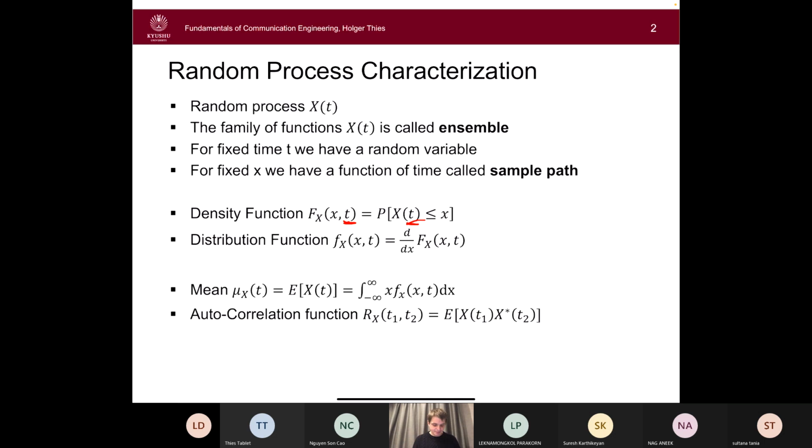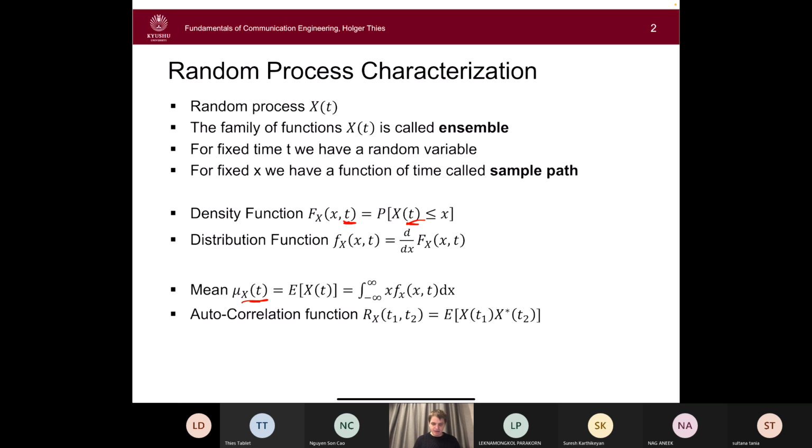computing the derivative. And then we had some notions like the mean of a random process, which is now a function depending on t. And then it's just the same as for a random variable. So we fix the time t and then compute the mean. The mean is something in the amplitude domain, so we fix some time and look at the mean of amplitudes.